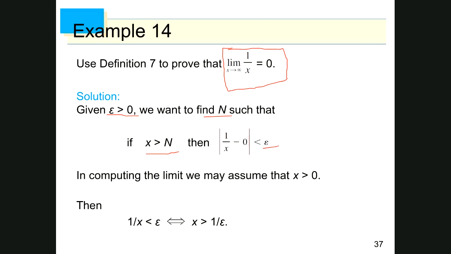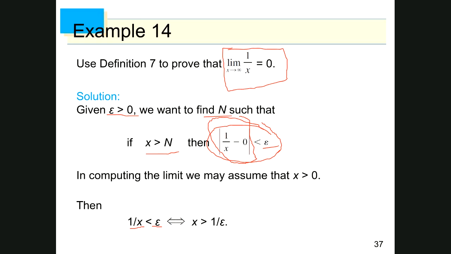Now, what did I say you must do? As usual, when doing a precise definition, you need to simplify this little piece here. The absolute value of 1 over x minus 0 is just the absolute value of 1 over x, all right? If we do the math, we will end up with 1 over x is less than epsilon, all right? So this comes from simplifying this relationship here. Why is it fine to get rid of this absolute value sign? Because we want x to be strictly greater than N, all right? So we can just say 1 over x is less than epsilon.